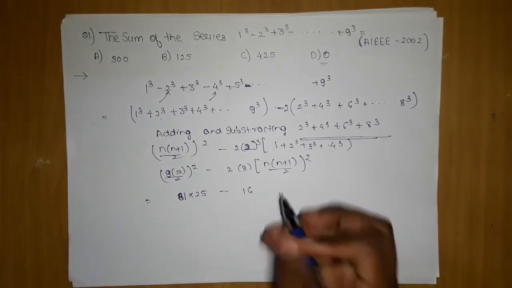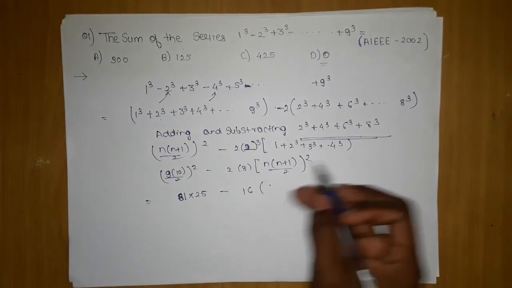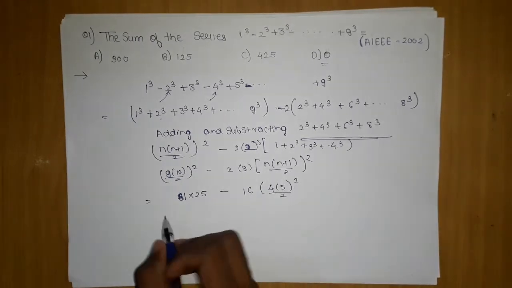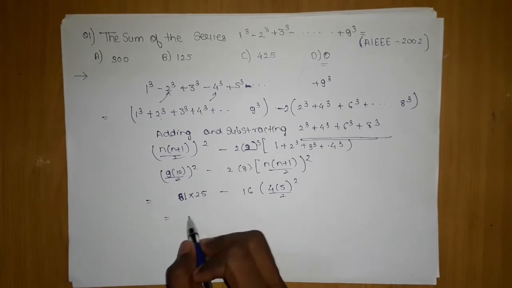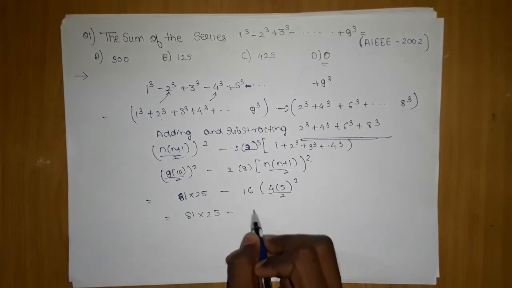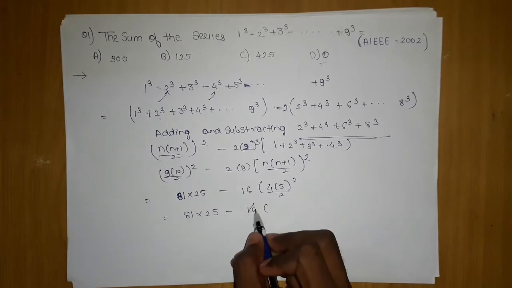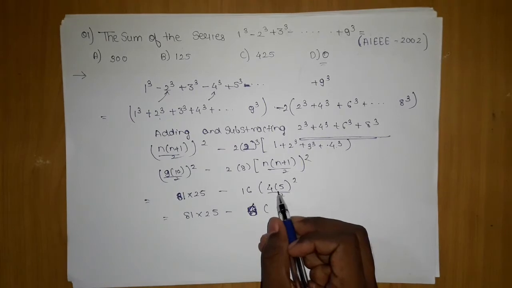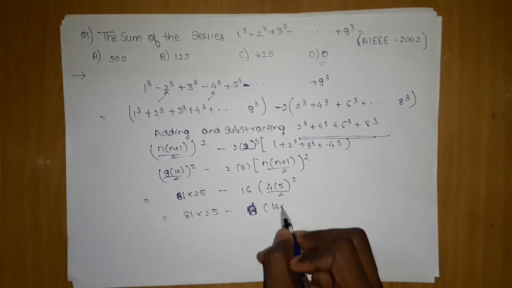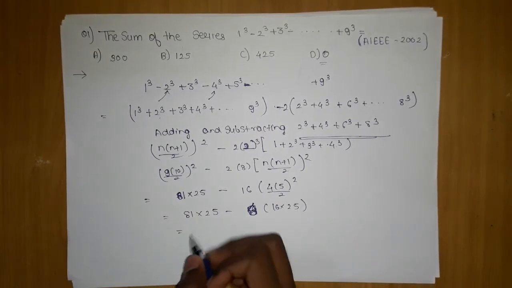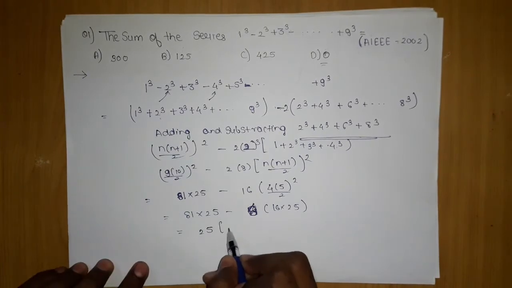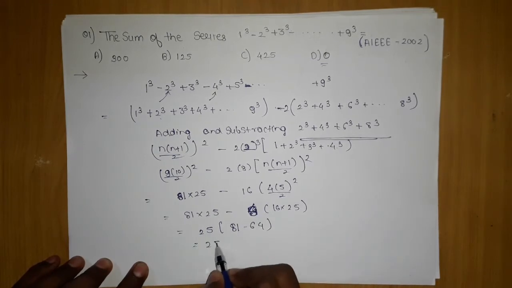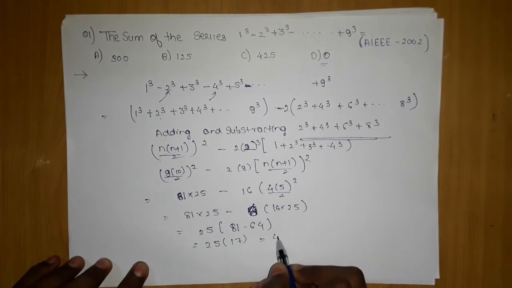16 into, here we will substitute 4, since till 4 the terms are there. 4, 5 by 2 the whole square, this will become 4 and this will cancel out this. 81 into 25 minus 16 into, this will nullify it 8 times, and here we are left with 16 into 25. I will take 25 common outside, which will give me 81 minus 64, giving me finally 25 into 17. So my final answer is 425.